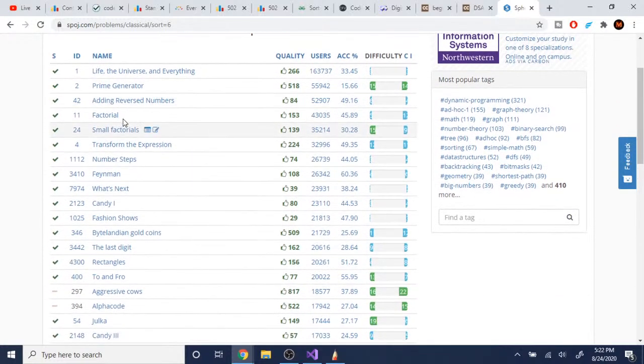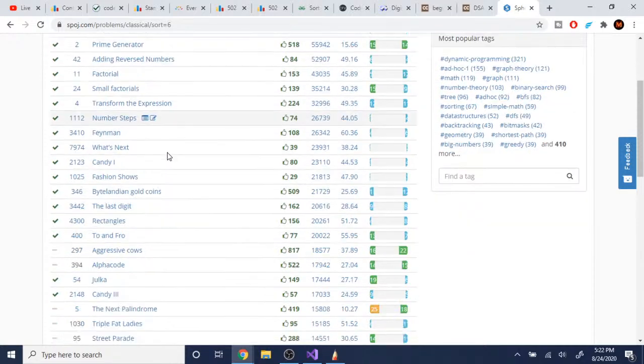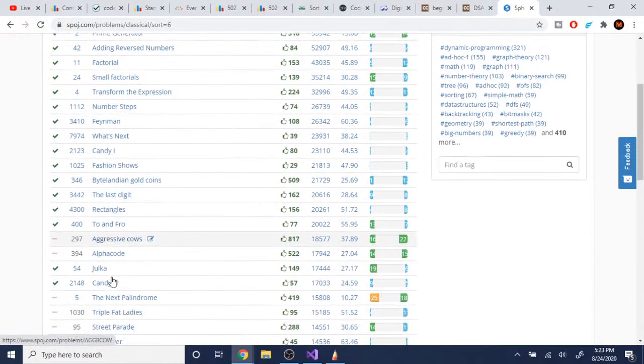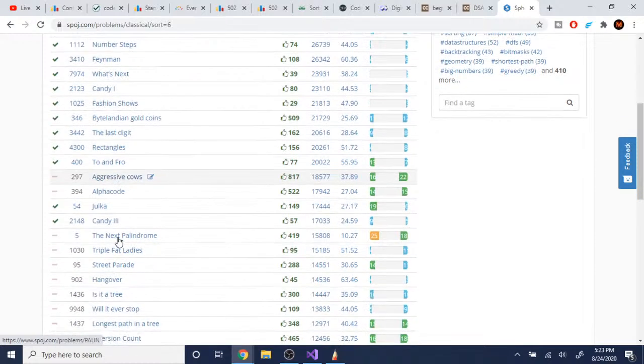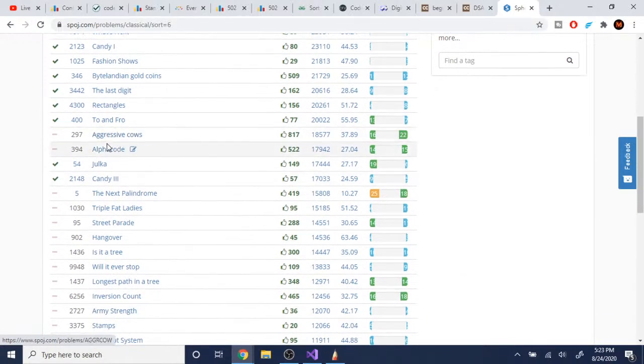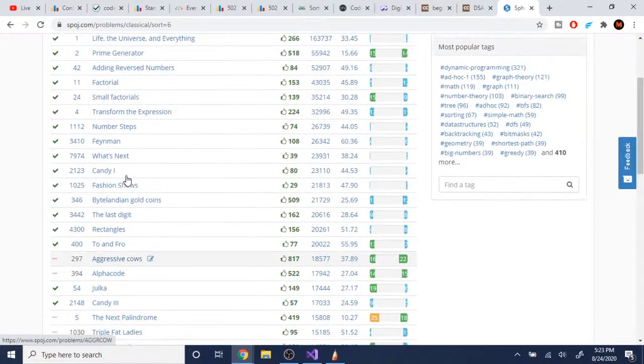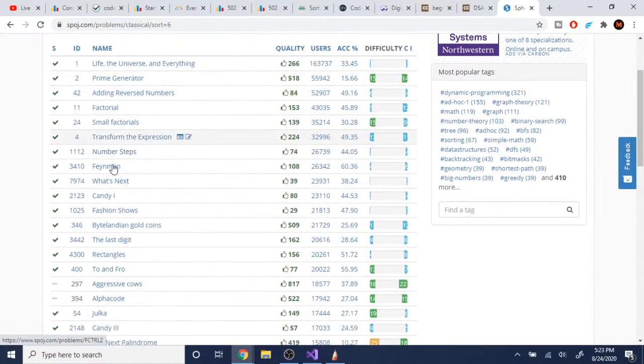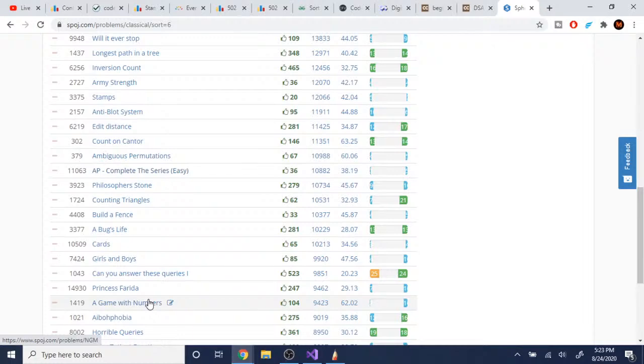Back in high school, I was just playing around with competitive programming. In the last year of high school, all I did was screw around. I learned a bit of Java, and I was like, okay, I might as well just do a few problems. Then I got up to Aggressive Cows, and I gave up because it was too hard. But these problems are pretty standard.